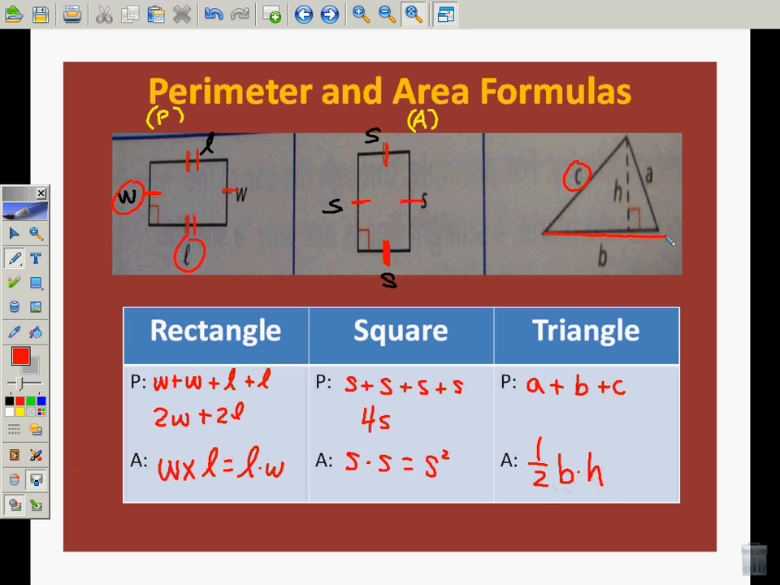B, of course, being the base here. That's B. All right? So 1/2 the base times the height. Or some of you will commonly know it as base times height divided by 2. Dividing by 2 is the same as multiplying by 1/2. So those are the basic formulas that we're going to be working with here.